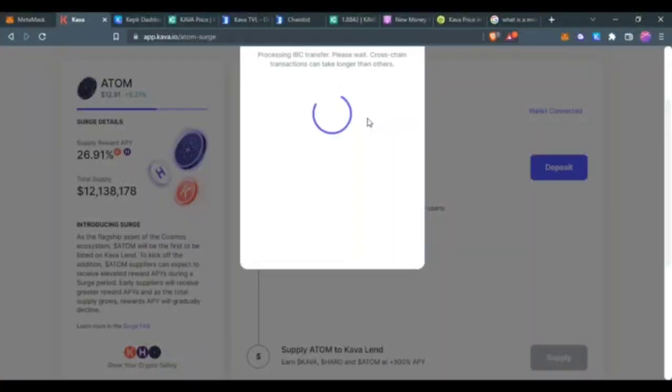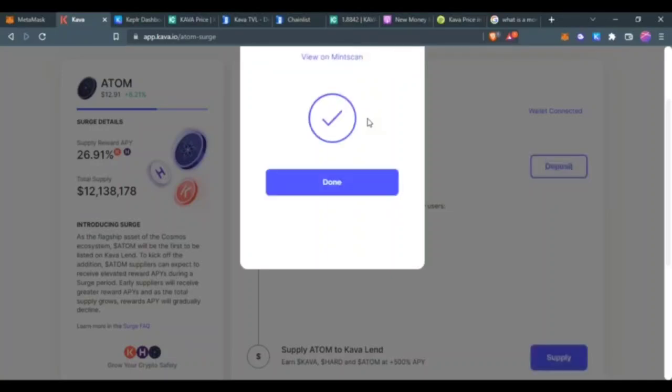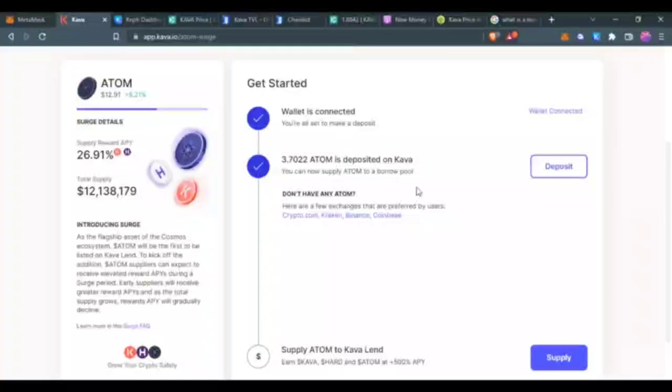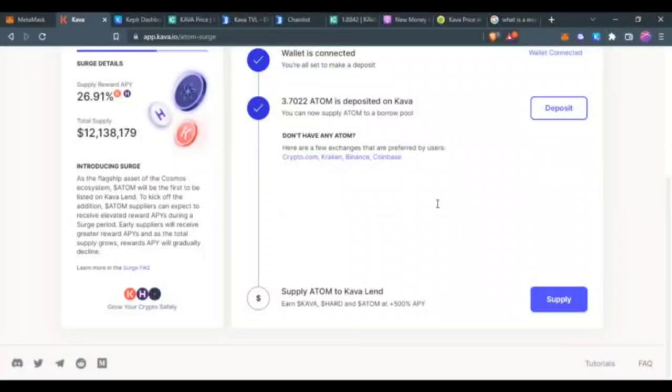Then we'll be able to take a portion of that Cosmos and place it into the Atom Surge, and then we're going to take the rest and actually sell it and utilize it for the rest of these options that we have. Also, we're going to take some of that Kava and transfer it over to the EVM, or Ethereum Virtual Machine, MetaMask. Okay, there we go.